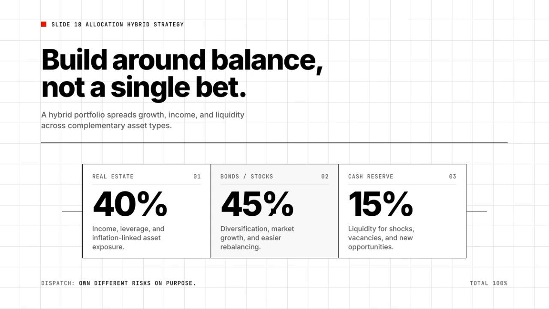The key is this deliberate distribution of different risks, owning varied risk types on purpose, to create a more resilient and balanced portfolio overall. Altogether, these segments add up to a full 100%, optimizing both stability and growth potential.